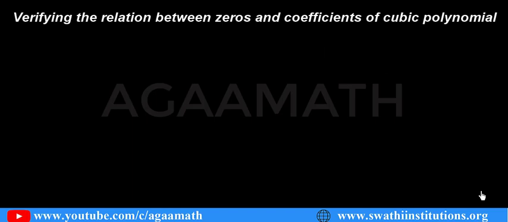This is Rakesh. Today we are going to learn how to verify the relation between the zeros and coefficients of a cubic polynomial. Before this, we have learned verifying the relation between zeros and coefficients of a quadratic polynomial. Students who have not watched it, please do watch. And now we will continue the class. Let me take one question here.